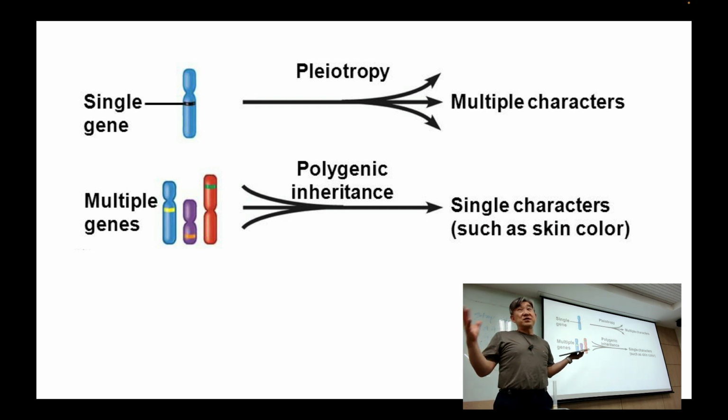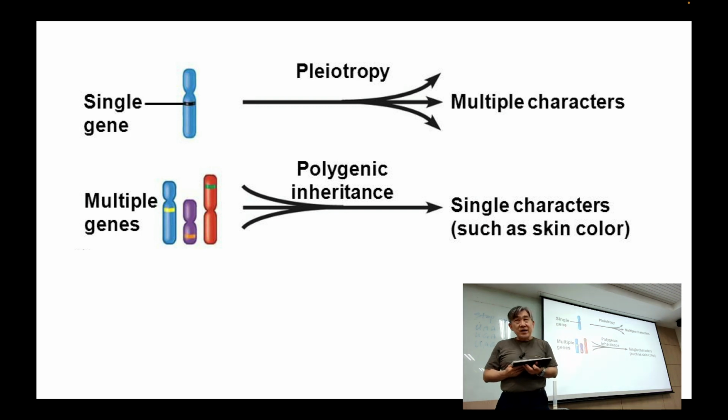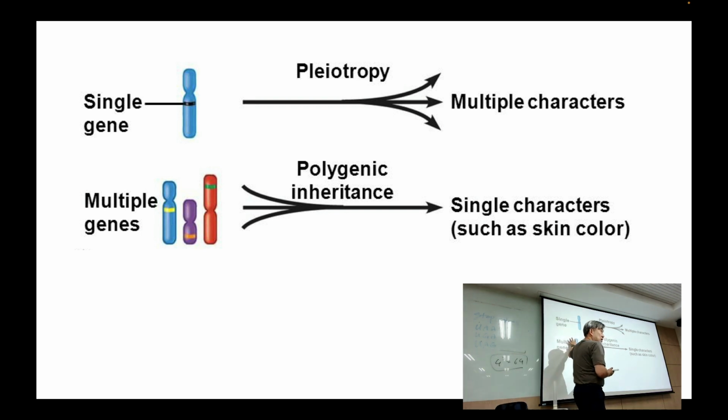Another thing is human skin color. This human skin color also is determined by not a single gene, but the interaction of so many different genes. So there are so many traits that actually are determined by many genes.